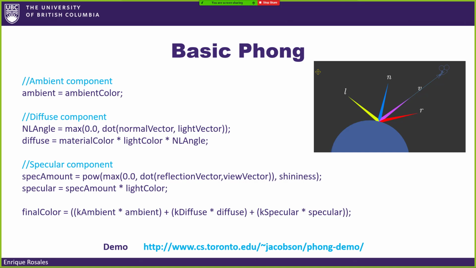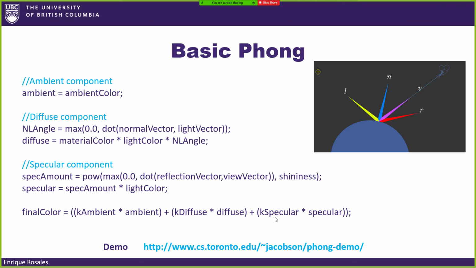So we said, in the end, we have these three components, ambient, diffuse, and specular, and we have these numbers here, K ambient, K diffuse, K specular. Can somebody remind me what those things are? What is, for example, K diffuse? Yes, exactly. Those are weights. So by playing with those numbers, I can increase or decrease how much each component contributes to the final color.